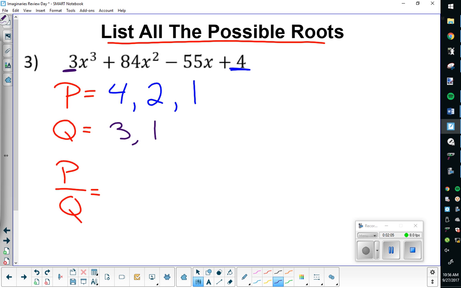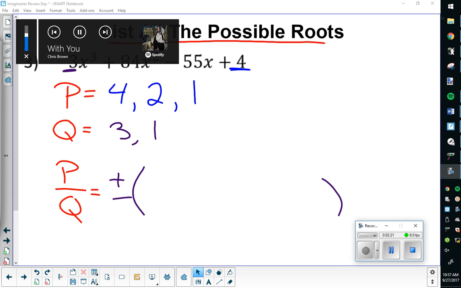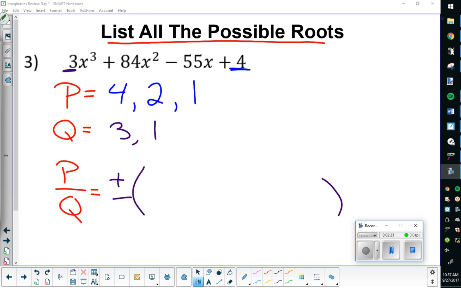Now we're going to make our P over Q list. This is where all that stuff comes from. It's always a plus or minus list. And it's plus or minus all of my P's over all of my Q's. See if you can remember how to do that without me doing it for you. Take 30 seconds and try. So if I'm doing this list, do it pretty systematically.